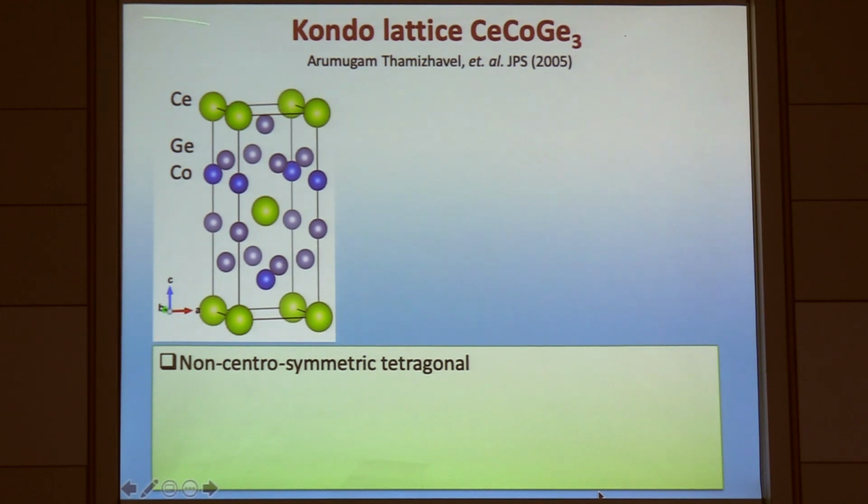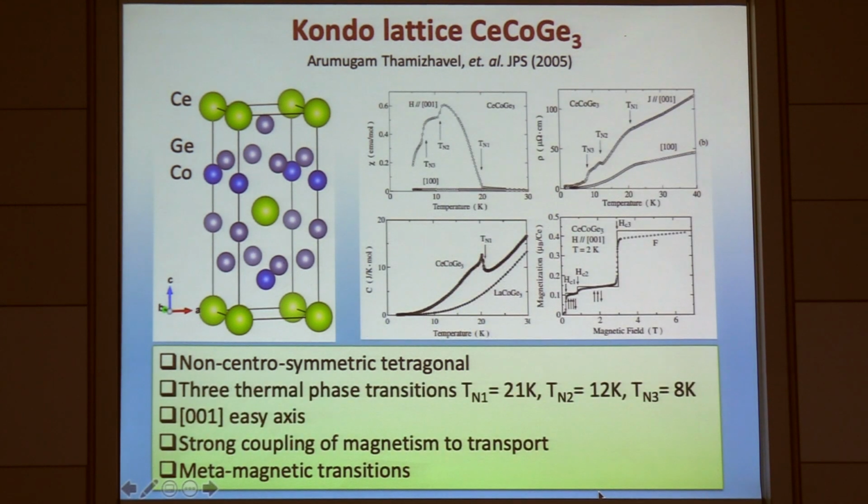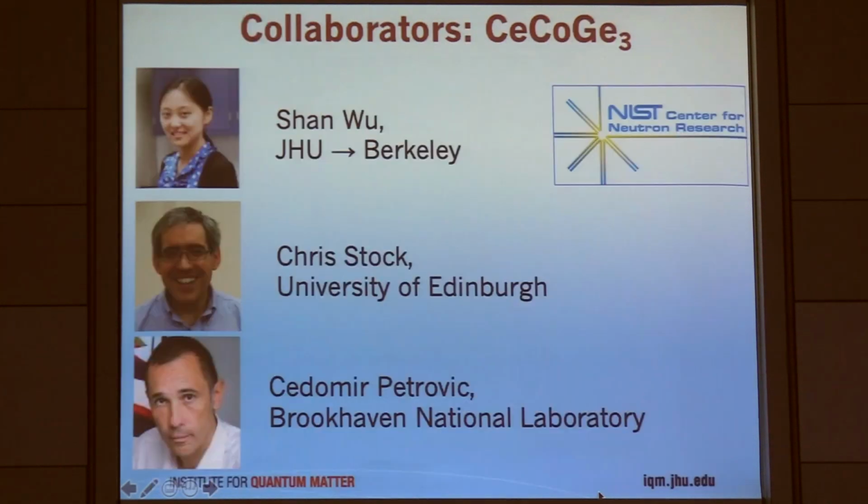So this is the structure. It's a non-centrosymmetric tetragonal structure, and it has actually 3 phase transitions in it, indicated here in resistivity data. It's a kind of mildly heavy Fermi compound, and it's a very anisotropic spin system, as is often the case with cerium and these kinds of tetragonal structures, and the easy axis is the c-axis. We see that there's strong coupling of magnetism to transport, and our interest here is really to understand the nature of the magnetic phase transitions in this material.